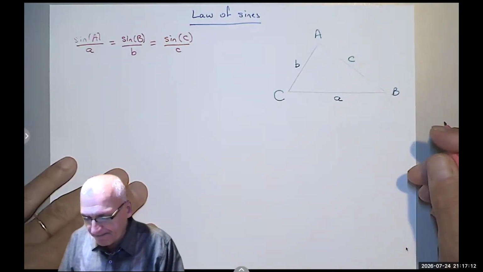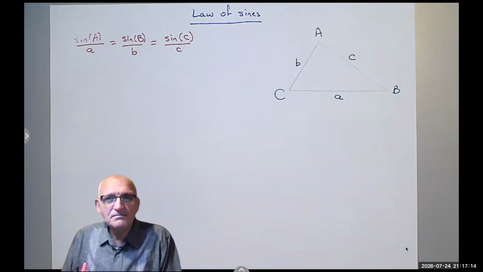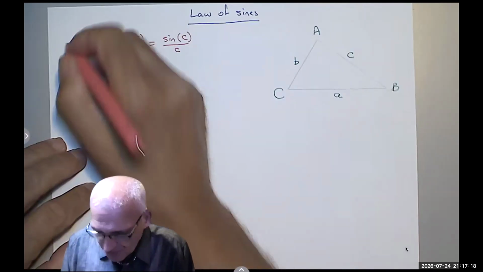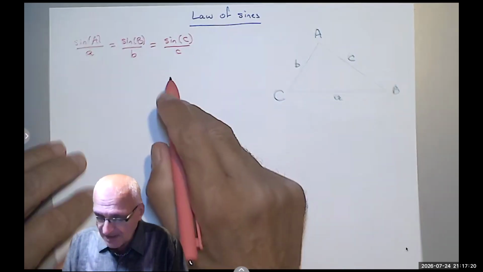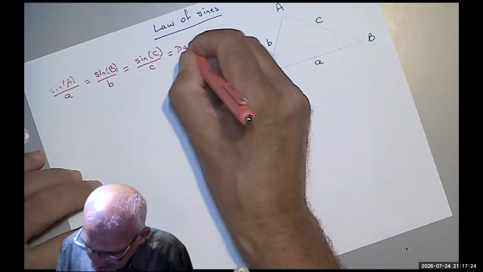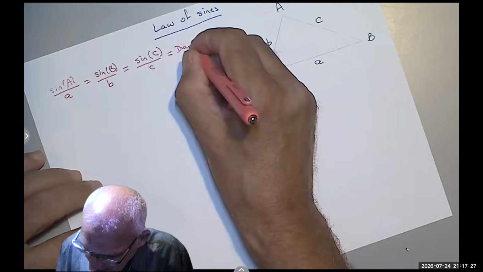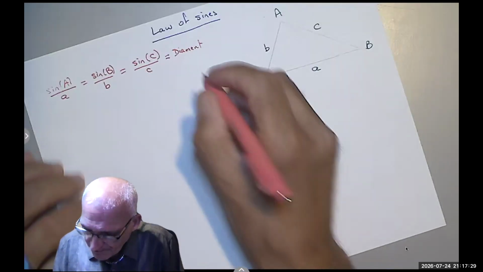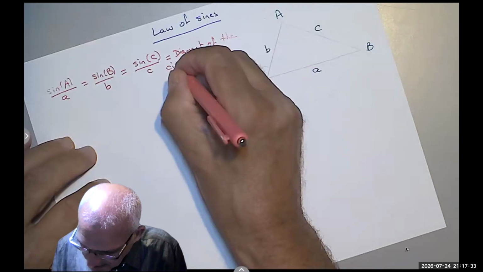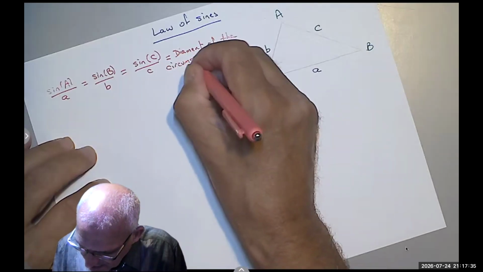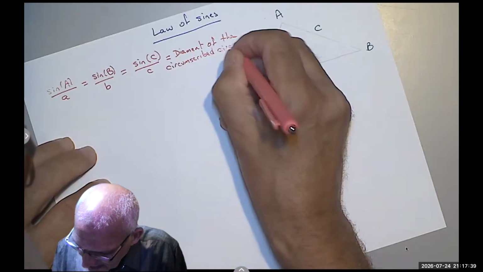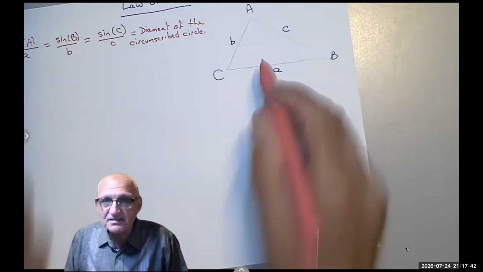Alrighty. So what is this value? It turns out that this value, or this ratio, is exactly equal to the diameter of the circumscribed circle.